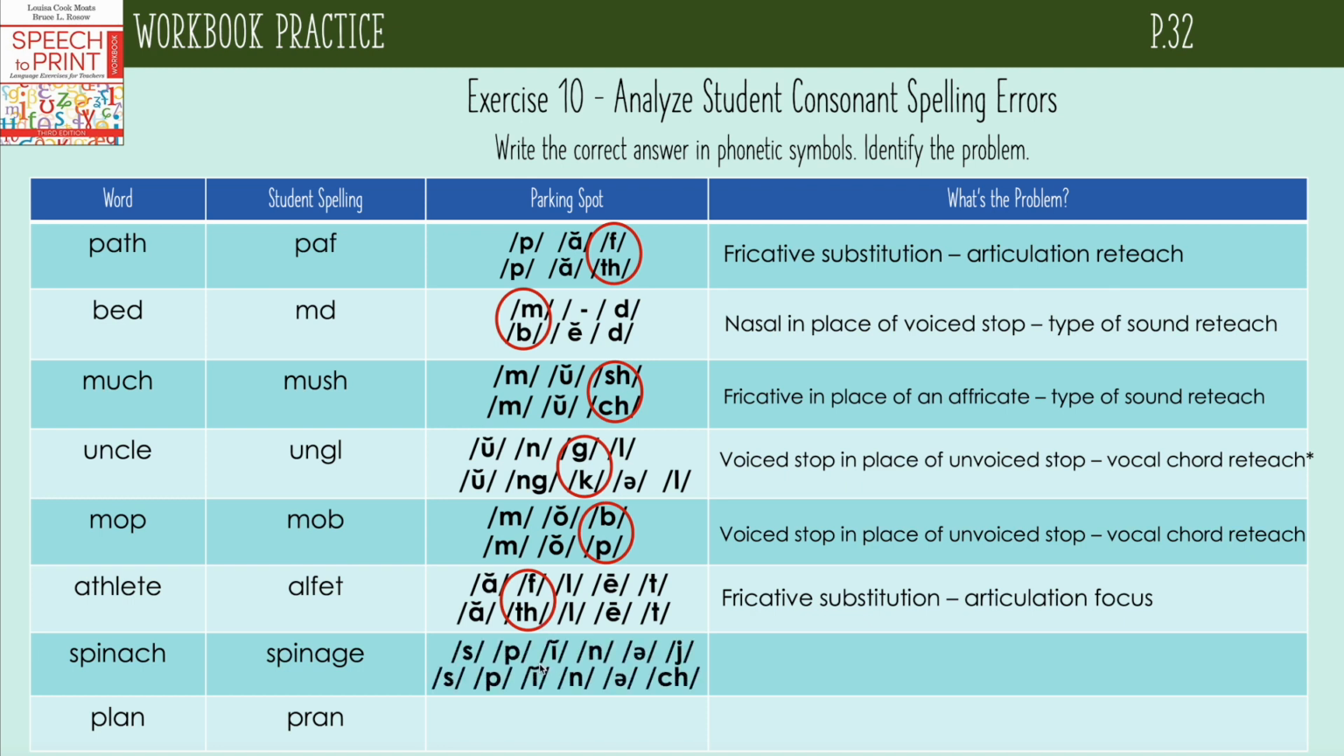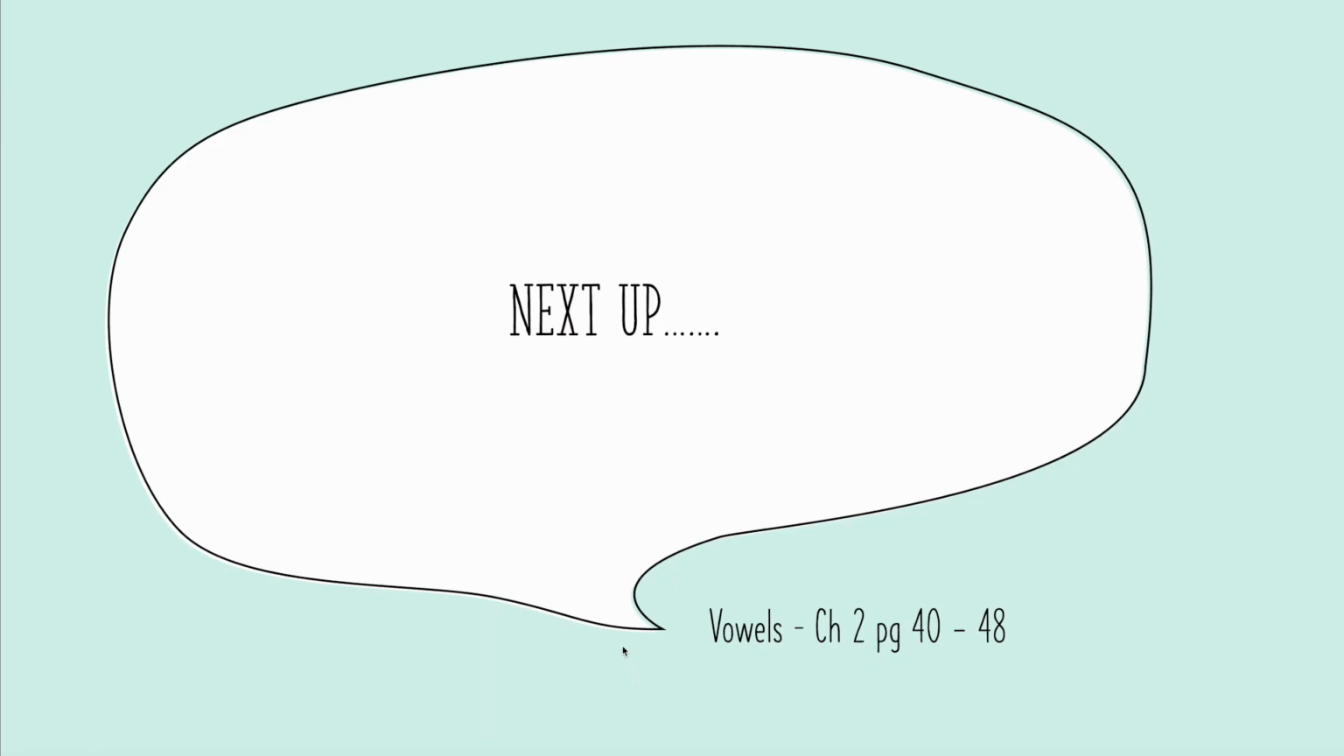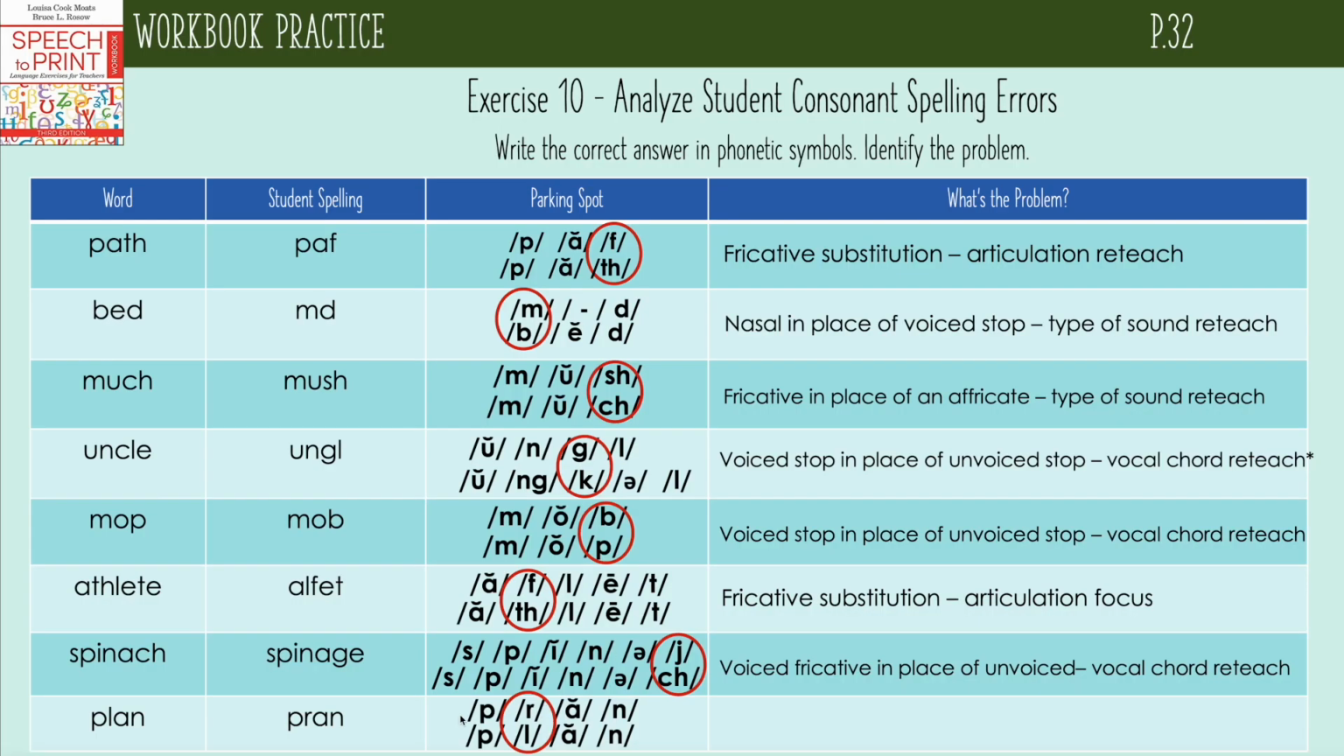Then you have spinach. The error with spinach is right back here again with your voiced and unvoiced options between those fricatives. Actually, those were affricates. And then you have plan and crayon, and this is a liquid substitution. And so again, you're going to want to focus on that articulation of where the placement of the tongue is with the L and the R, and that's where the differences come in.